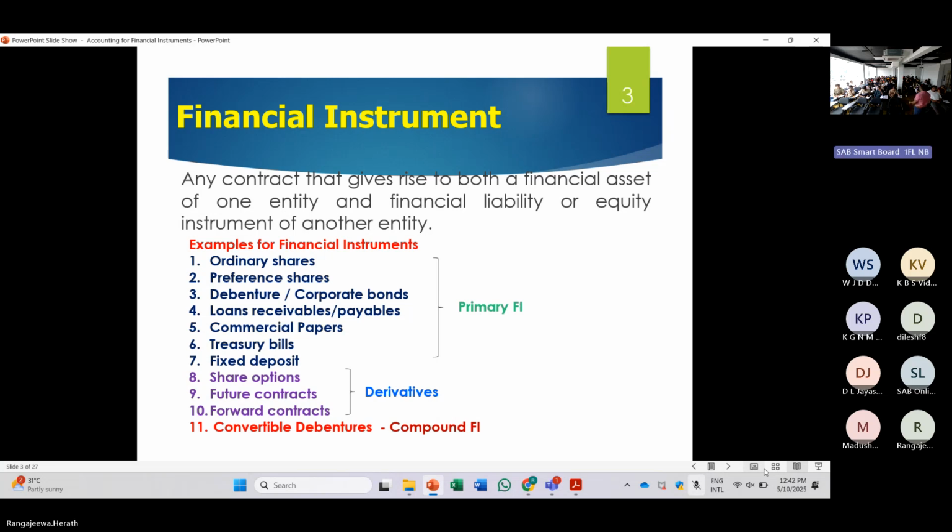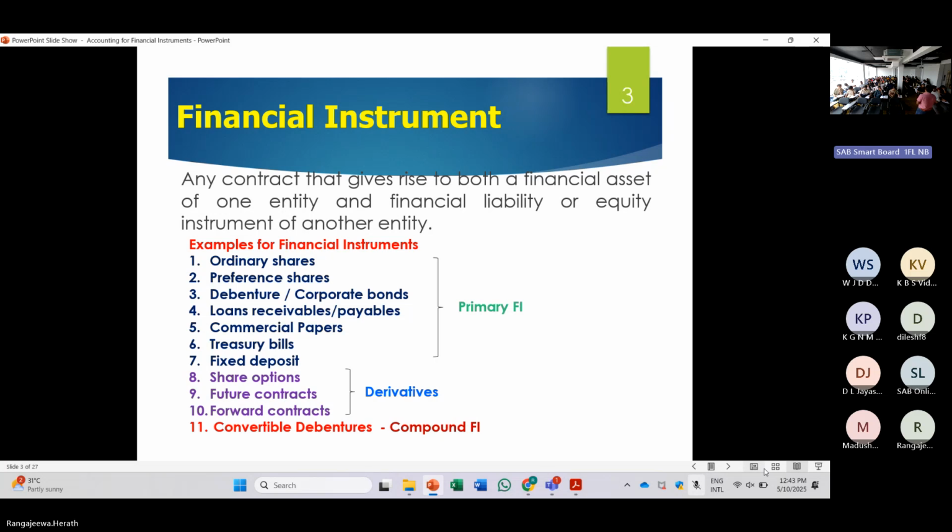To understand this, take when a company issues ordinary shares. An ordinary share is a financial instrument. The investor's investment in ordinary shares is a financial asset. The company, the issuer of the ordinary shares, treats the ordinary share as equity, right? So an ordinary share is an example of a financial asset for the holder, the investor, but for the issuer, it is an equity instrument.